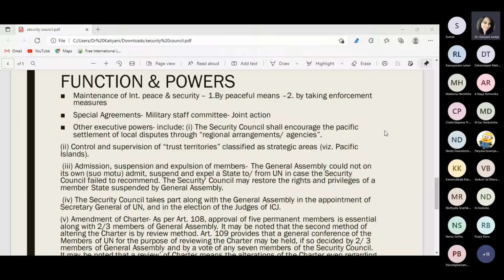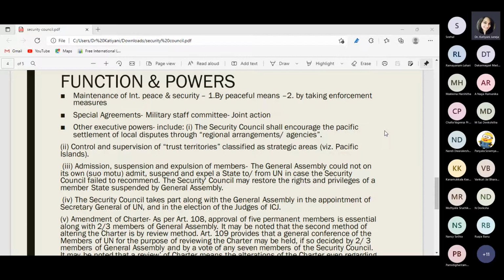Thirdly, at the next stage, it may recommend appropriate methods or procedures to end the dispute or the problem amongst the disputant parties, and also recommend terms of settlement: what the compensations are, what the recommendations for a specific settlement are, and who is responsible for what actions. So this is all done under maintenance of peace and security by peaceful means.